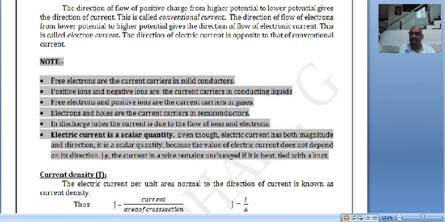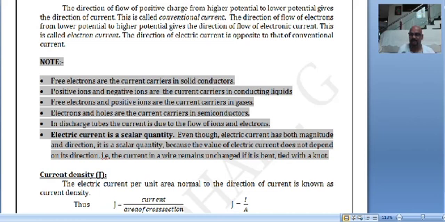Whereas in the case of conducting liquids, electrolytes, positive ions and negative ions are both charge carriers. There are two types of charge carriers in electrolytes, that is conducting liquids: the positive ions and negative ions. Positive ions move from higher potential to lower potential. Negative ions move from lower potential to higher potential.